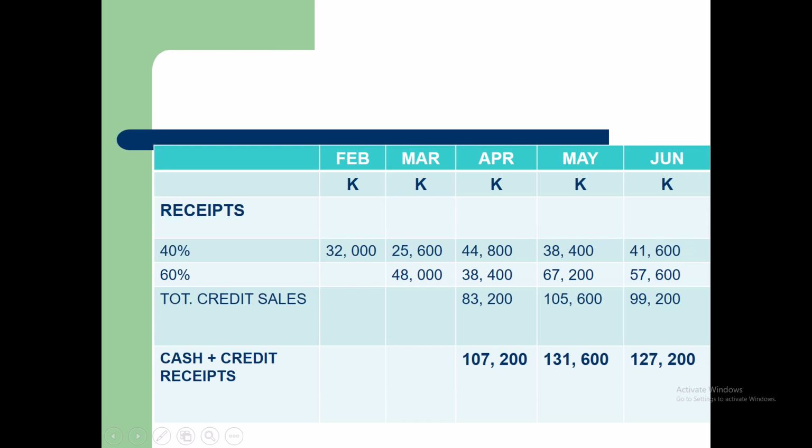So this is how we continue until we reach June. Because our cash budget is for the second quarter, which covers April, May, and June, we only bother ourselves with coming up with a total for April, May, and June. That is, in April, we expect to get total cash and credit receipts of 107,200. In May, 131,600. In June, 127,200. So let's see how we slot them in.